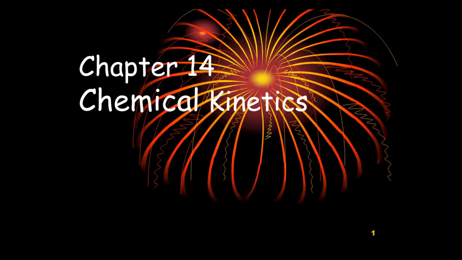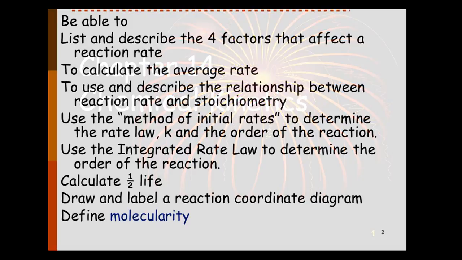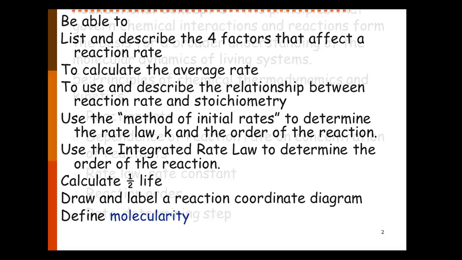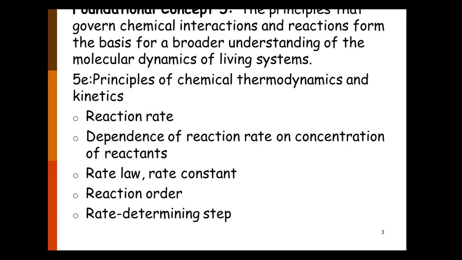Hi everyone, today we're going to be talking about Chapter 14, Chemical Kinetics. In this chapter, we're going to be learning about the 4 factors that affect reaction rate, calculate the average rate, do something called the method of initial rate to determine the rate law, K, and the order of the reaction. We're also going to be calculating the half-life and drawing a reaction coordinate diagram. If you're using this section to study for the MCAT 2015, this is Fundamental Concept 5 and 5E.